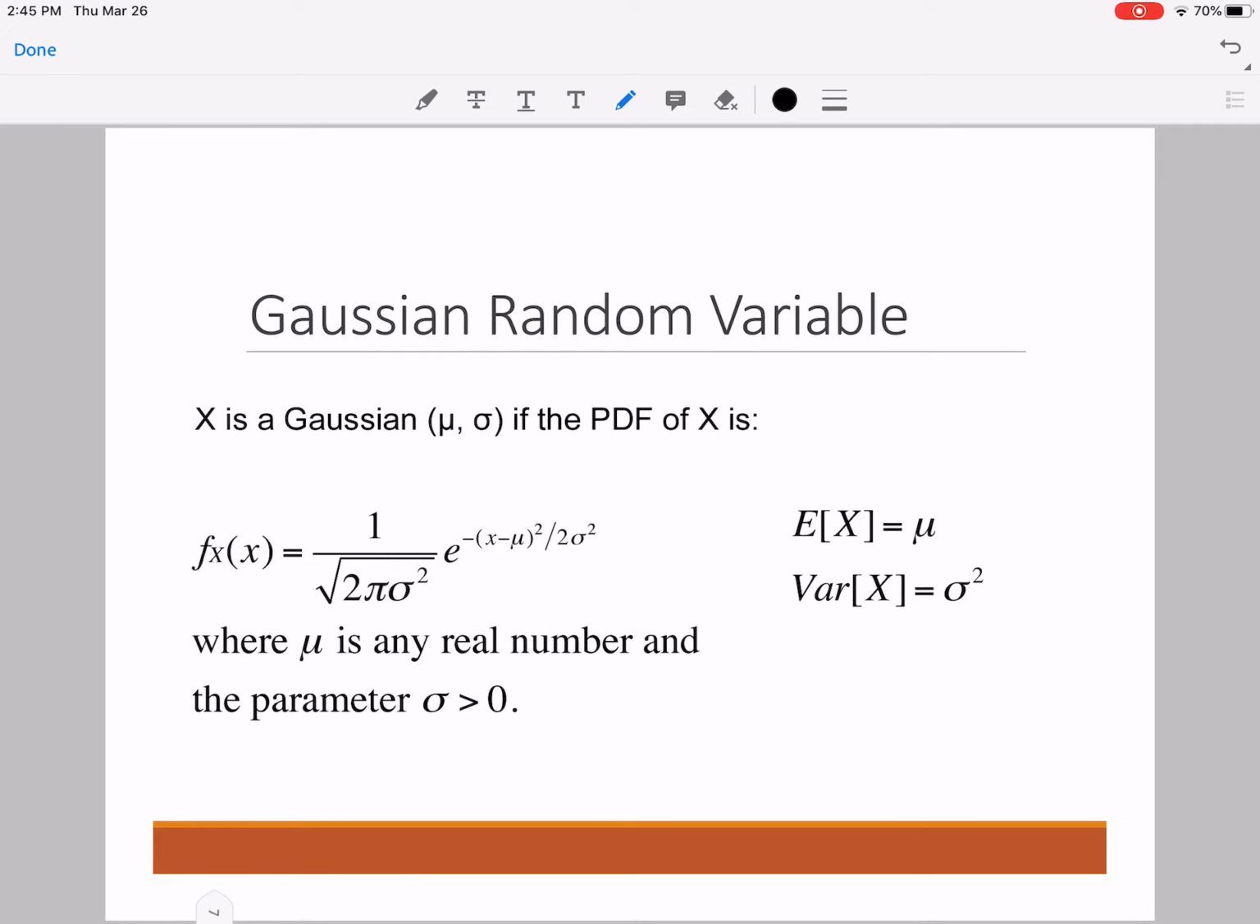A Gaussian random variable x is explained by two important parameters: its average value or mean, mu, and its standard deviation, sigma. And the probability density function of a Gaussian random variable is given by this equation right here. f of x is equal to 1 over root 2 pi sigma squared times e to the negative (x minus mu) whole squared over 2 sigma squared.